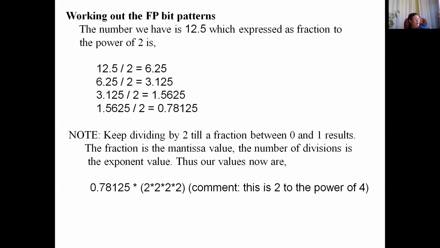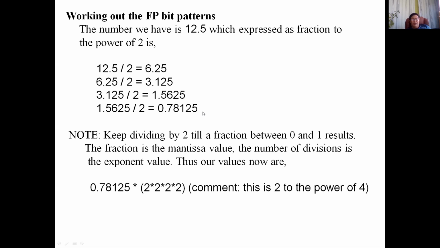For example, 12.5 divided by 2 is 6.25. Is the integer part already a 0? Anyone? No, so we continue dividing again. 6.25 divided by 2 is 3.125. It's 3, it's not a 0, right? So we continue dividing again. 3.125 divided by 2 is 1.5625. There's still a 1, so we continue dividing again. Then we have 1.5625 divided by 2, so it becomes 0.78125. This is now a 0. Do you follow? So 0.78125 becomes the mantissa.